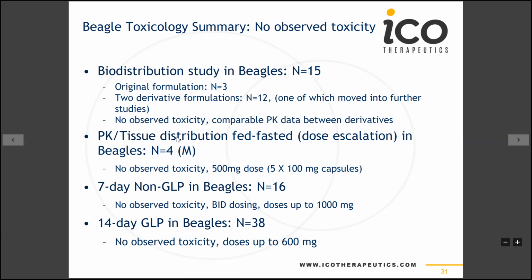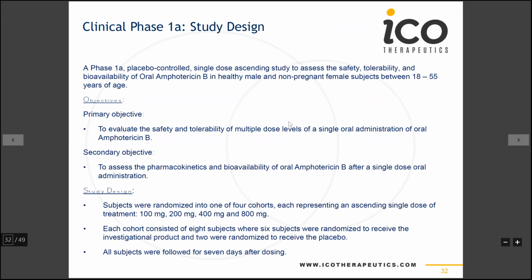So we did biodistribution studies and we didn't see any observable toxicity. We had comparable PK. We were able to do some pretty high doses to show that there was no issue there. We did fed and fasted and really didn't see much difference. And we did 7-day non-GLP and 14-day GLP studies. And we're able to get high doses without the toxicity, but with that sustained profile. And that led us now to our phase one clinical trial.